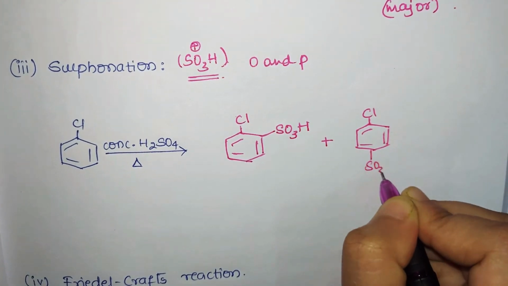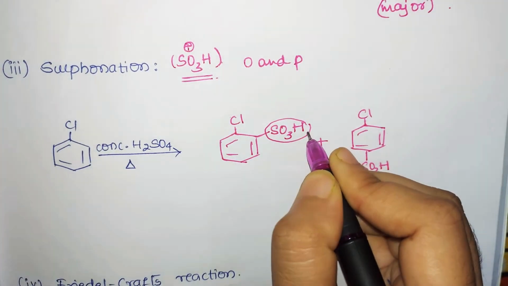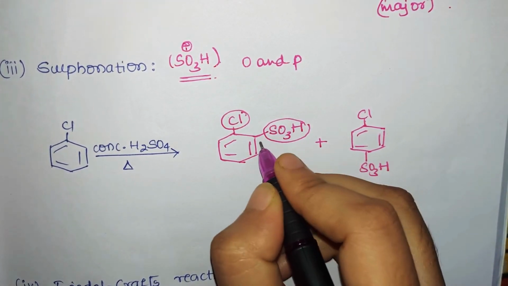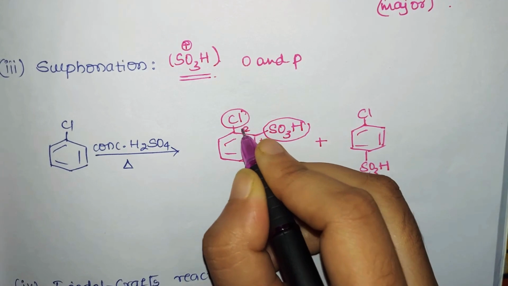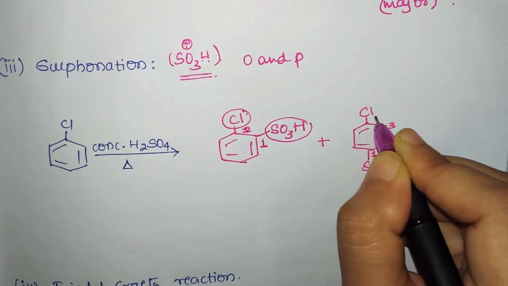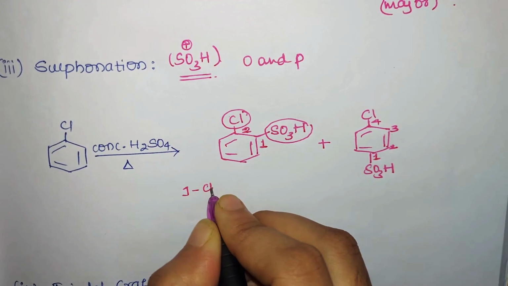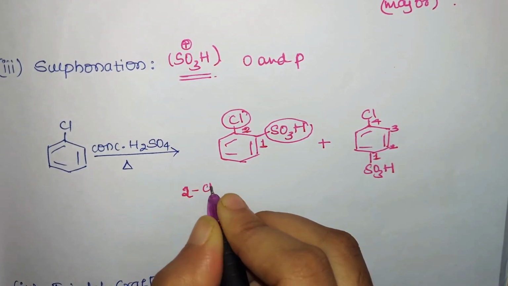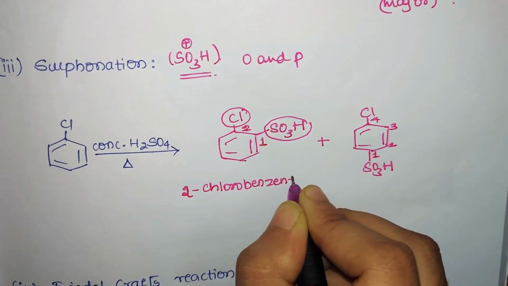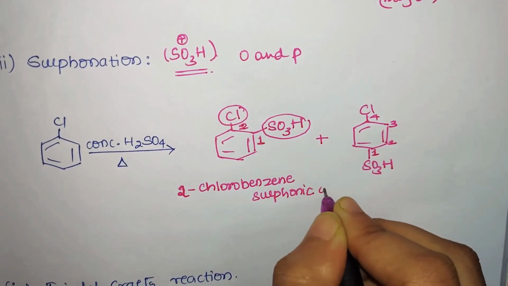We'll name this compound. According to priority, SO3H is given the first priority, so it becomes the suffix, and Cl becomes the prefix. The suffix will be given the first preference. So 1 and 2, and here 1 is SO3H and the fourth group will be the chloro group. It becomes 2-chloro. Then what do we have? The parent chain, benzene. And what will be our suffix here? SO3H is sulfonic acid. So the name of this is 2-chlorobenzenesulfonic acid.